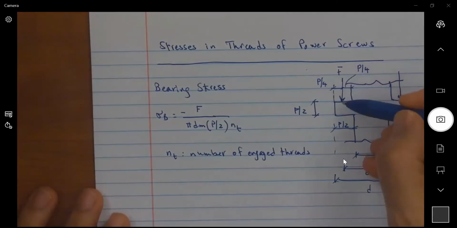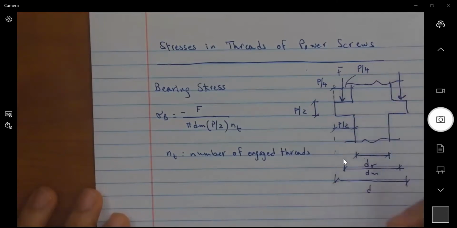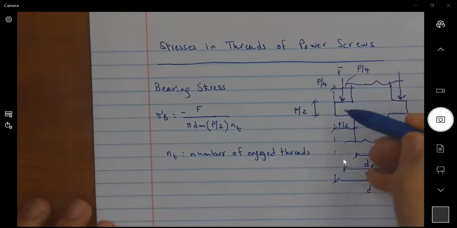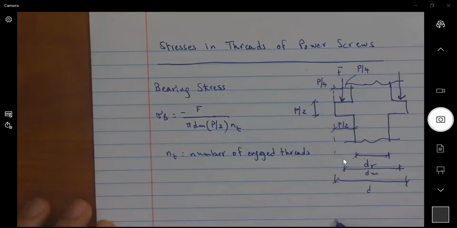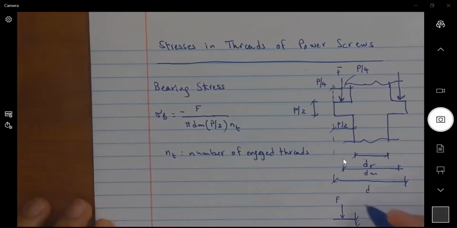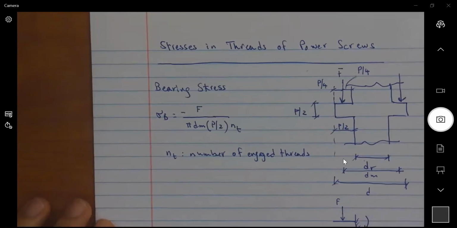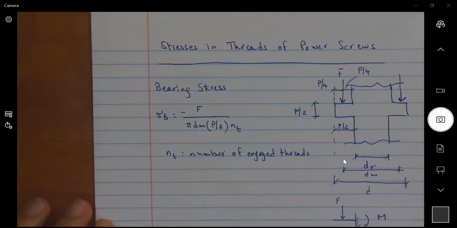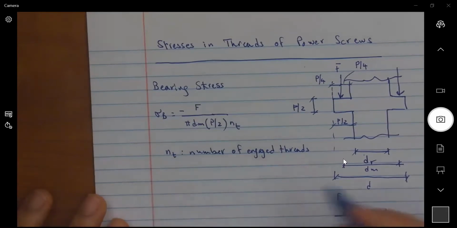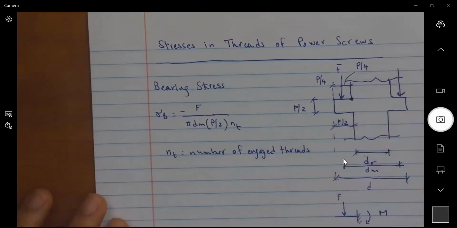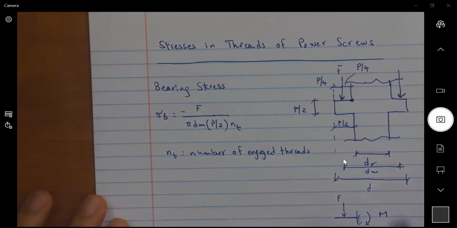As the force is applied, the thread is behaving like a cantilever beam. So it is fixed at one end, so we can think of this thread as a cantilever beam, and I have this force applied here. So if I calculate the bending moment, this is putting tension at the top and compression at the bottom. So the tension would be at the root of the thread.